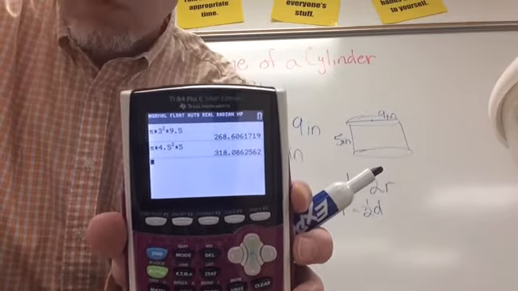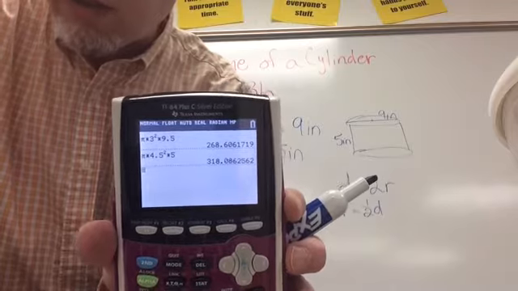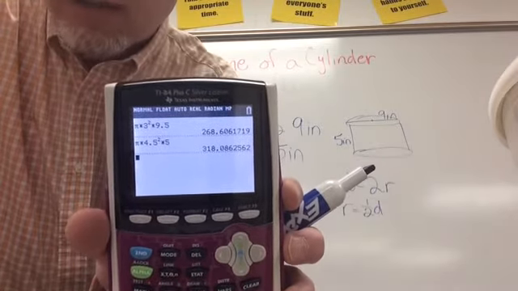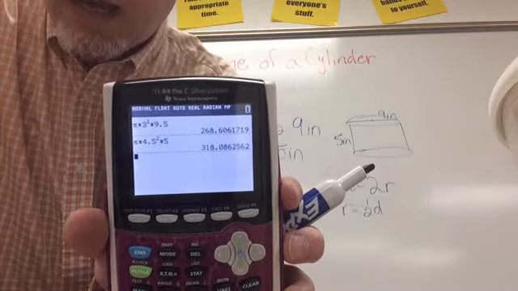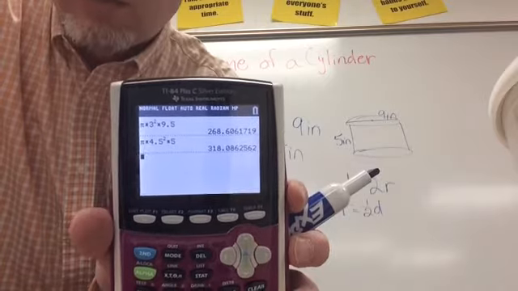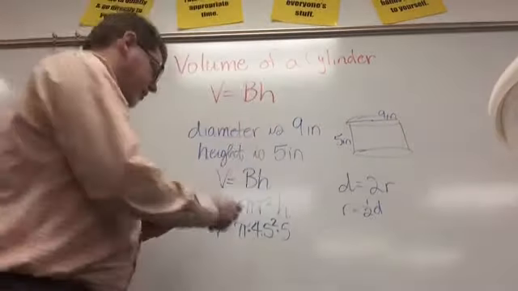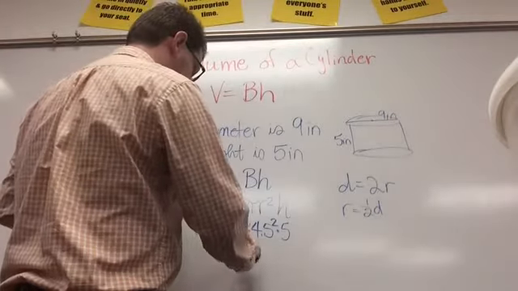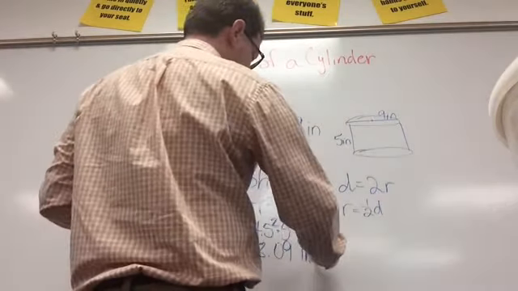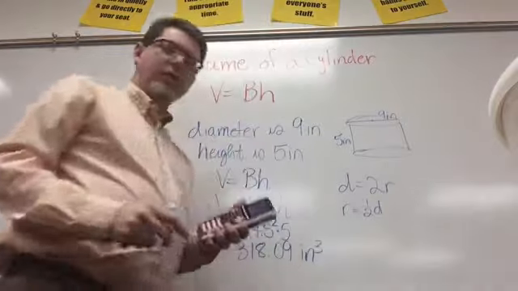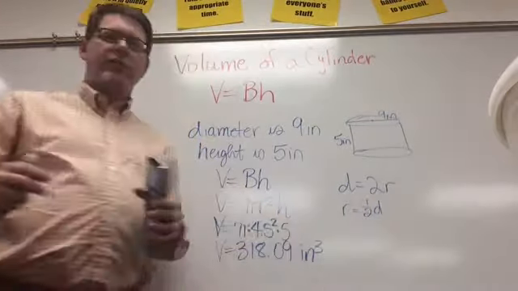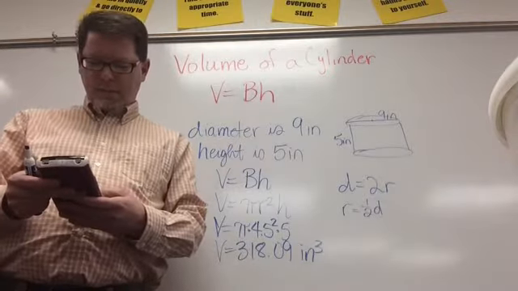318.08625562. Well, I've got to round to the nearest hundredth, so the number in my hundredths place is 8, and the number after it is a 6. The 6 tells me to raise the 8, so my final answer is going to be 318.09. So V equals 318.09 inches cubed. And because we're talking about volume, that's length, width, and height. That's why we have the third power or the cubed sign there.